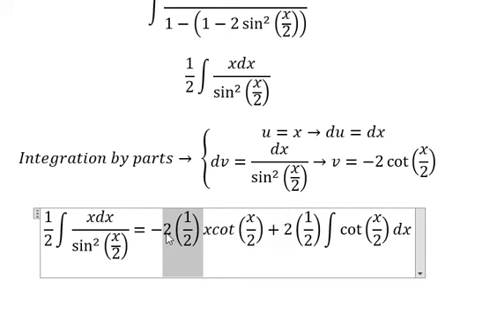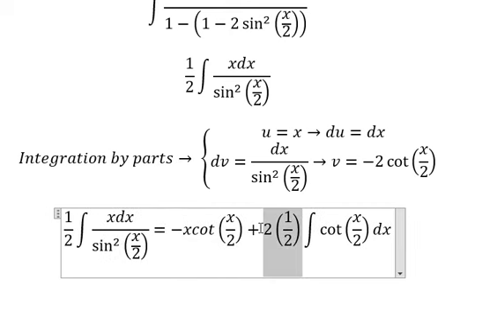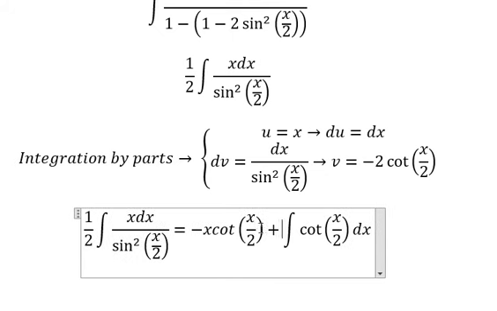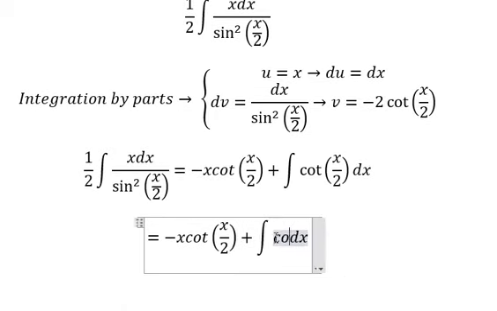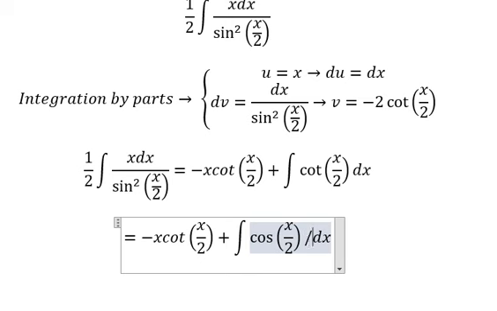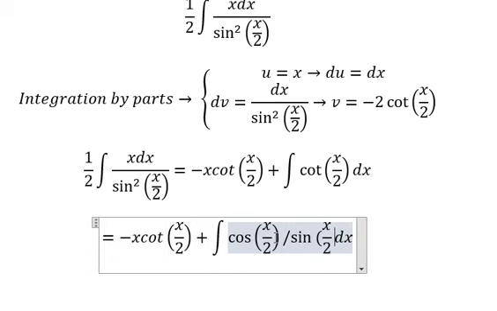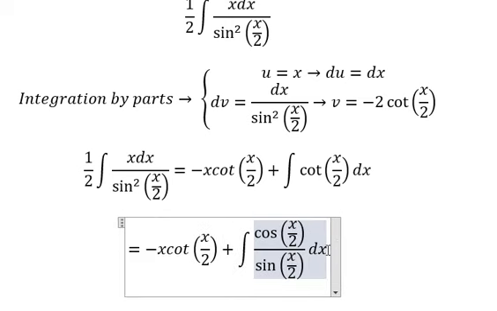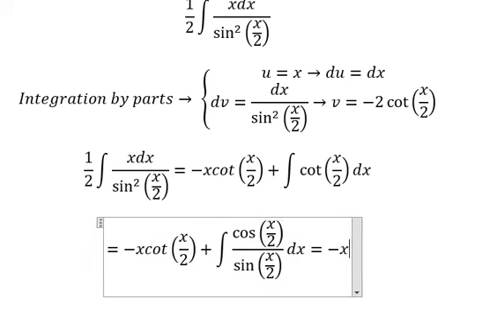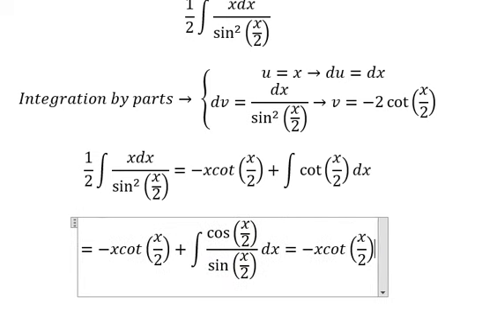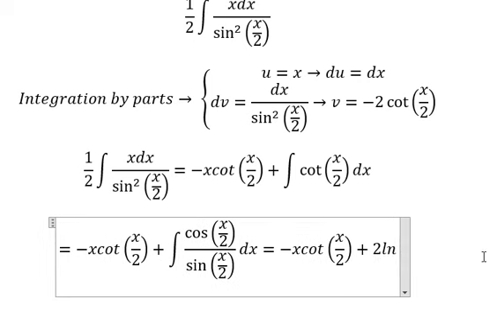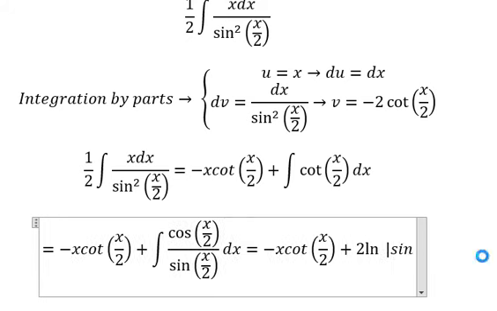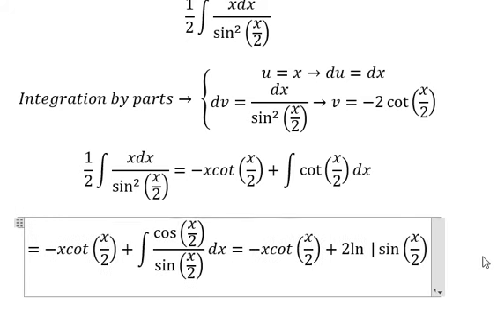This one you get 1. Cotangent s over 2 we change for cosine s over 2 over sine s over 2. This one we got 2 ln of sine of s over 2 plus c.